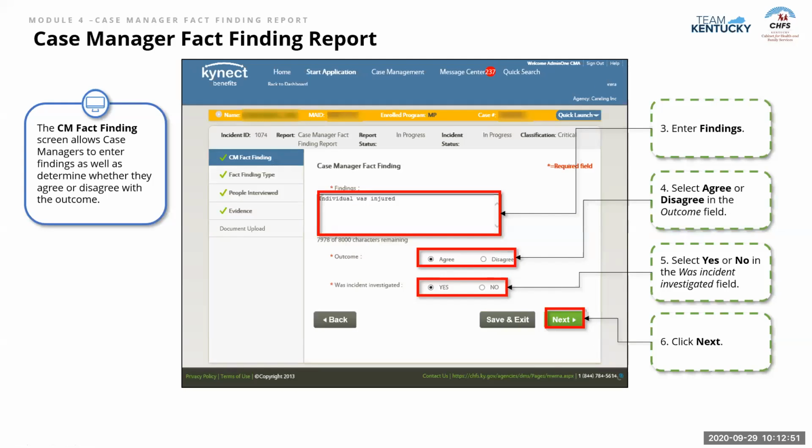they're brought to the case manager fact-finding screen. What they're going to do is enter their findings, all the details pertaining to that. They have an 8,000 character limit. Then they would select whether they agree or disagree to the outcome. After that, we have the was incident investigated field, yes or no. They would select yes or no to that field, and then click Next.